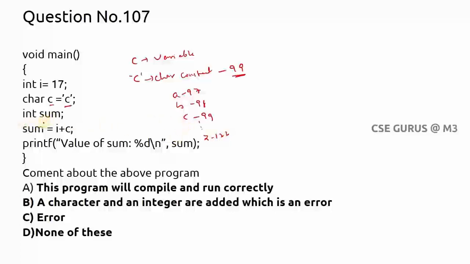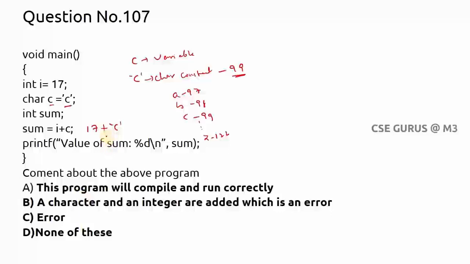Now the question here is, it has taken a variable sum as integer, I plus C is given. What is I value? 17. And what is C value? C in single quotes. Now how will this addition happen? The question is to comment about the above program. So will it compile correctly and run correctly, or is adding a character and an integer an error, or any other error, or none of these? That is the question here.